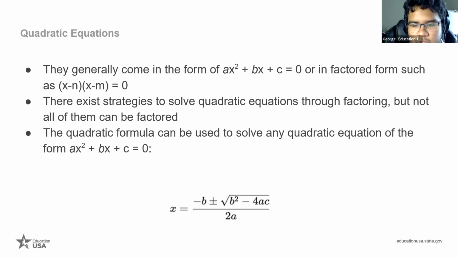But there is also a formula for solving any quadratic equation of the form ax squared plus bx plus c equals 0, and it's this thing right here. The solution becomes x equals negative b plus or minus the square root of b squared minus 4 times a times c, with all that divided by 2a. The plus or minus means that there are two solutions. One of them is negative b plus the square root, and one of them is negative b minus the square root.